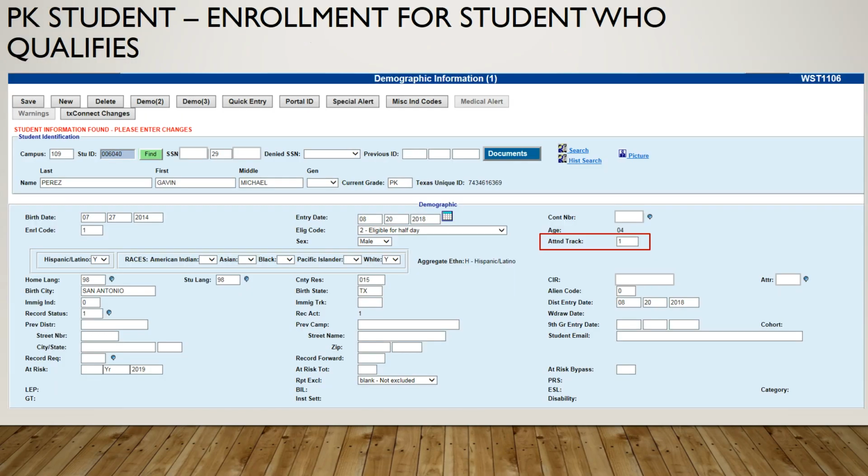The next slide is information on enrollment for a student who qualifies. Just some reminders on what's required for registration. It's required that we have a social security number.